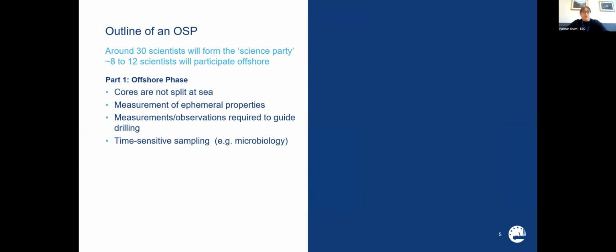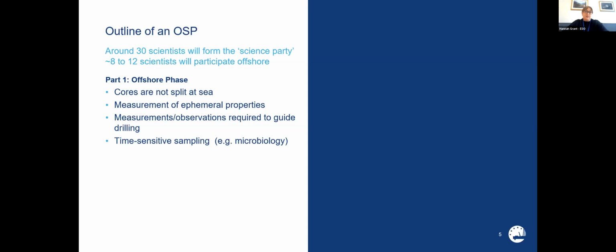The expedition is made up of two parts, and the first part is the offshore phase. During the offshore phase, because accommodation and lab space is limited, we do not split the cores at sea, and we focus only on the essential and time-sensitive tasks, which are measurements of ephemeral properties, measurements required to guide drilling, and time-sensitive sampling such as microbiology. So around 8 to 12 scientists from the science party will participate offshore, so less than half, and candidates will be chosen based on the expertise needed to carry out these offshore tasks.